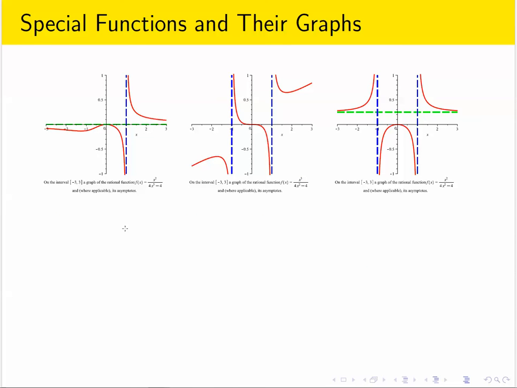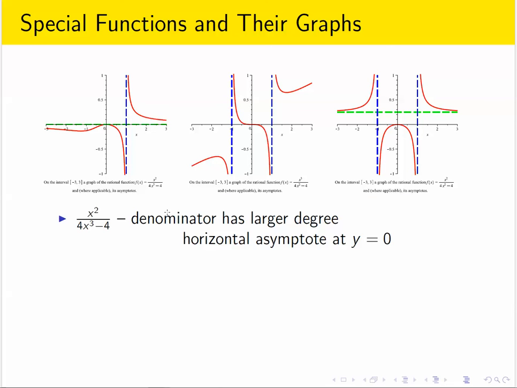So here are 3 examples. The first example, x squared over 4x cubed minus 4. That has a larger degree in the denominator. 3 is bigger than 2. Whenever the denominator has a larger degree, then there's a horizontal asymptote y = 0. And that's what you can see here, a dashed line at height 0.